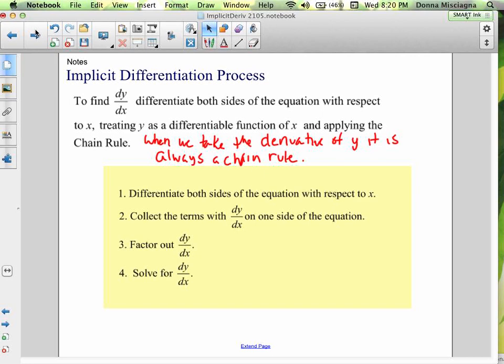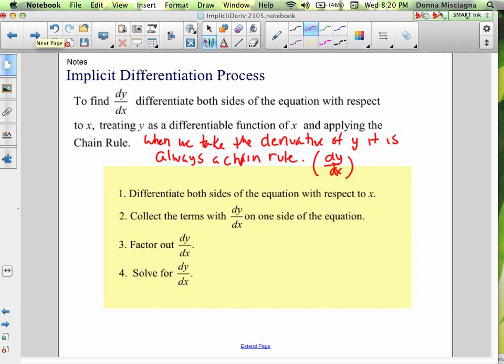Add the red writing to your notes. When we take the derivative of y, it's always going to be a chain rule, and it's going to include dy dx. Oh, that's an awful looking parentheses. Let me see if I can make that look a little nicer. dy dx. Right, so our first step is to differentiate both sides of the equation with respect to x.